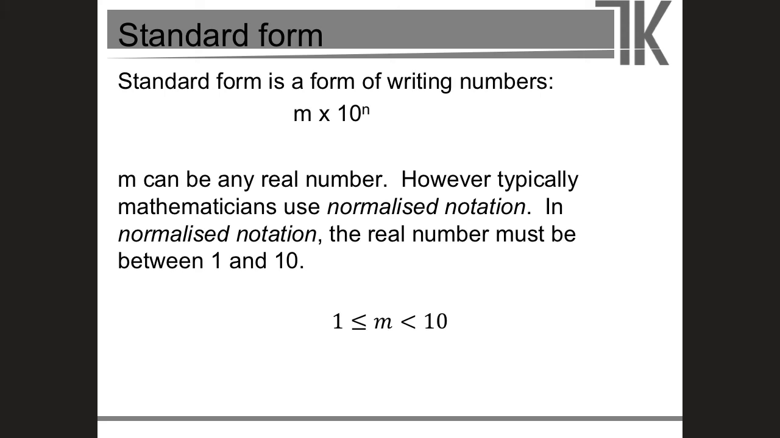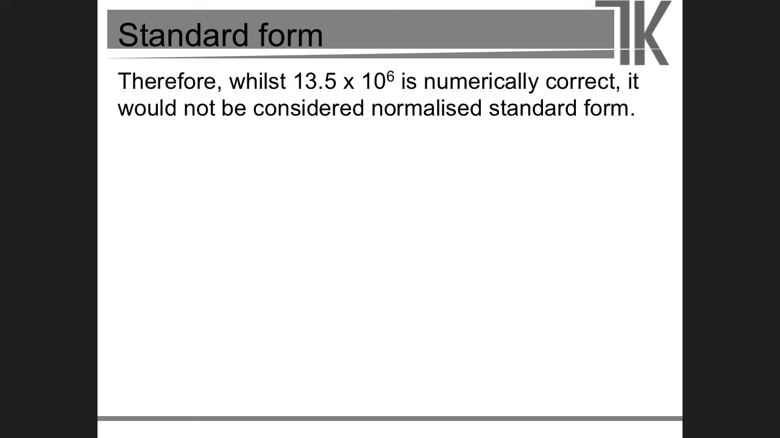So that 13.5 times 10 to the 6, that is a standard form. We've got 13.5 as our m and 6 as our n, but that's not normalized standard notation, which is why it looks a little bit funny. So in normalized notation, the real number must be between 1 and 10. So while 13.5 times 10 to the 6 is numerically correct, we wouldn't consider it normalized standard form.